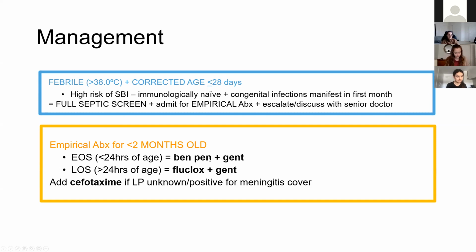So for early onset sepsis, we use Ben-Pen and Gent, and that's because our main concern is really GBS and E. coli. And then if it's a late onset sepsis, we actually change that to Fluclox and Gent. And we use cefotaxime if we don't know the status of the LP, or if it's a positive LP. We use cefotaxime instead of ceftriaxone because I can't remember the specifics, but there's a risk to the baby. They can't metabolize it or something like that. I can look it up and let you guys know. So cefotaxime for babies, small babies.